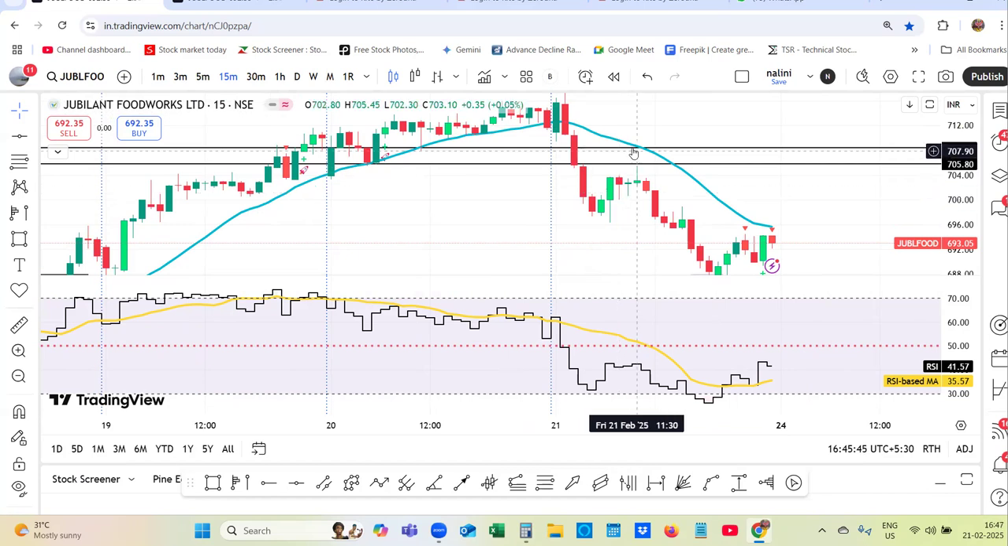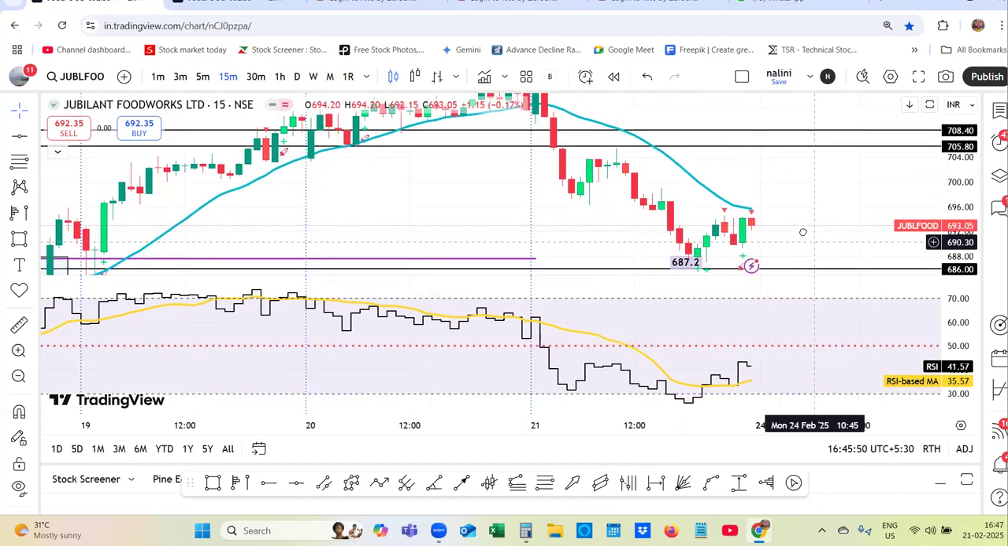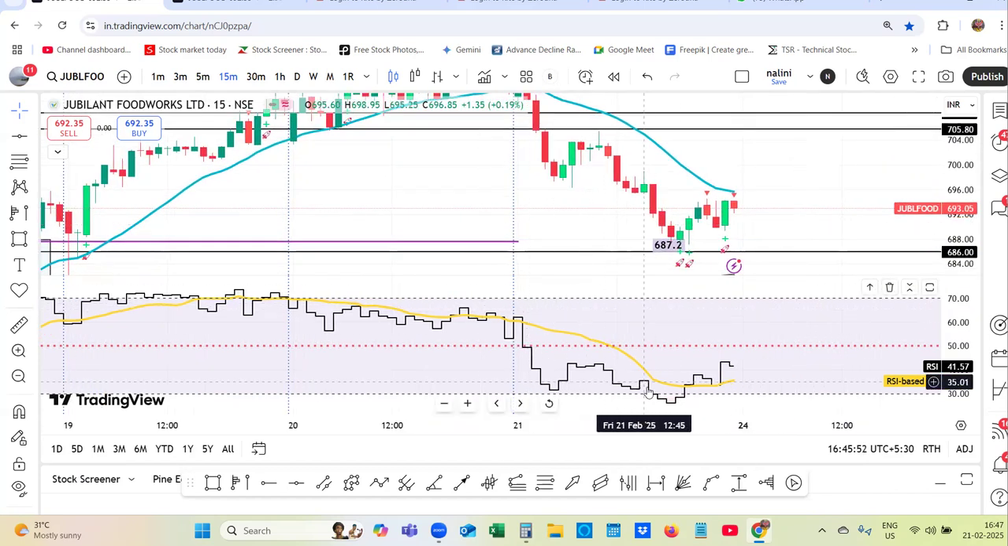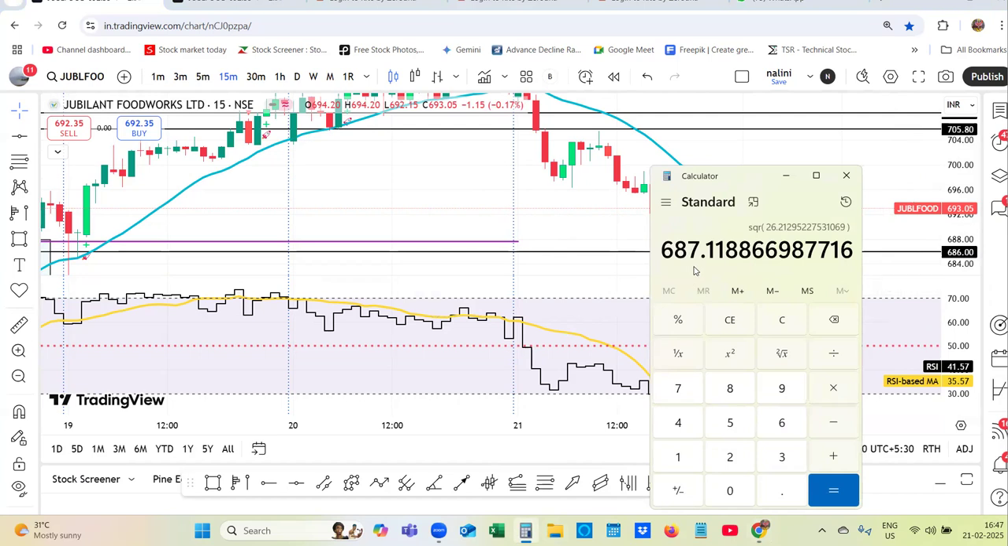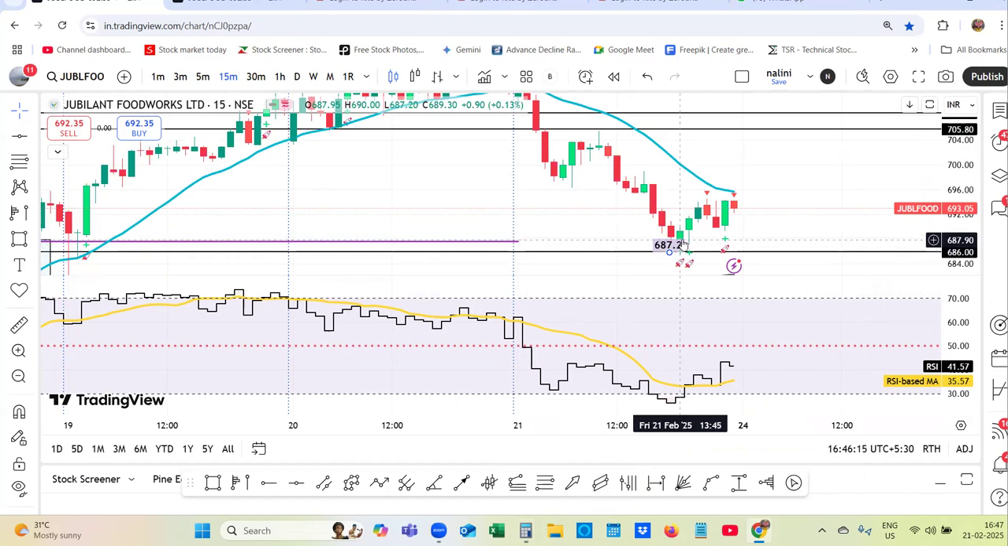right? Still below the 20 period moving average. And RSI is also moving below its moving average, below the neutral line and also below the moving average. And you got the level exactly. You have seen on the calculator, see, it has plotted 687.11 and the level you are getting is 687.2. This is how it helps for your trade.